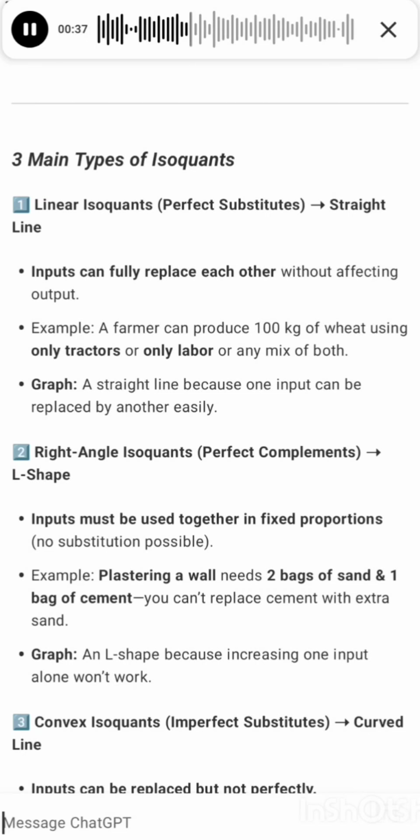2. Right angle isoquants, perfect complements, L shape. Inputs must be used together in fixed proportions, no substitution possible. Example: plastering a wall needs 2 bags of sand and 1 bag of cement. You can't replace cement with extra sand. Graph: an L shape, because increasing one input alone won't work.